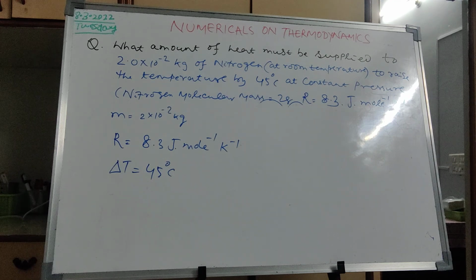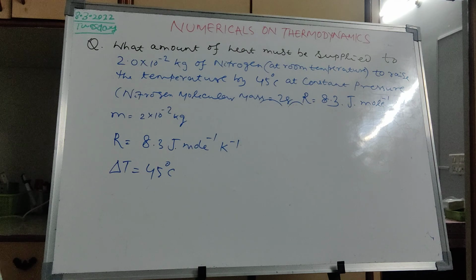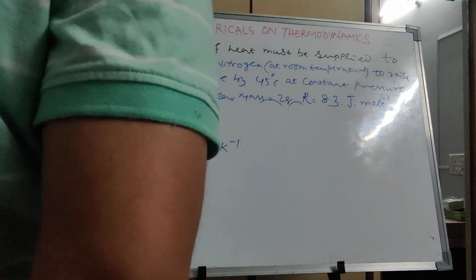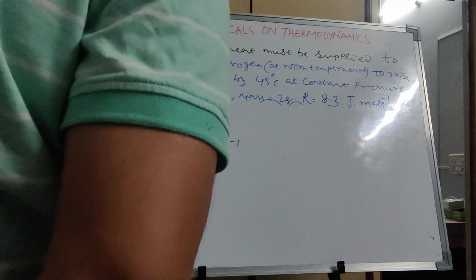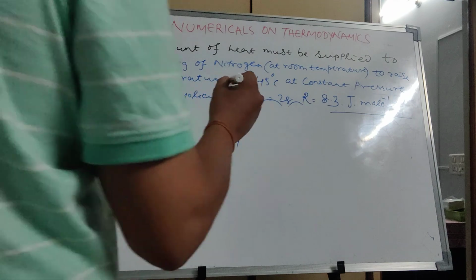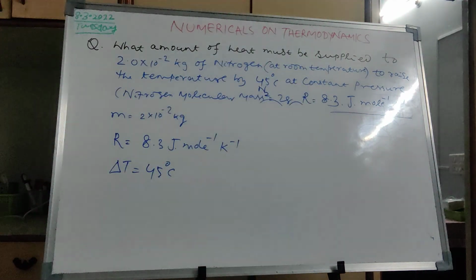Can you just read out and tell me whether I have written it correctly or not? Just read it out. What amount of heat must be supplied to 2 into 10 power minus 2 kg of nitrogen at room temperature to raise its temperature by 45 degrees Celsius at constant pressure? Molecular mass of N2 is 28. Universal gas constant R is equal to 8.3 joule mole inverse Kelvin inverse. Yeah. So I have written it correctly then.